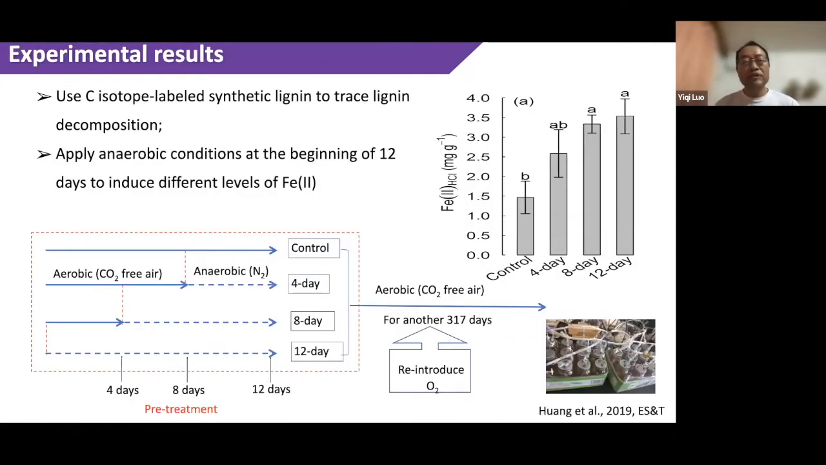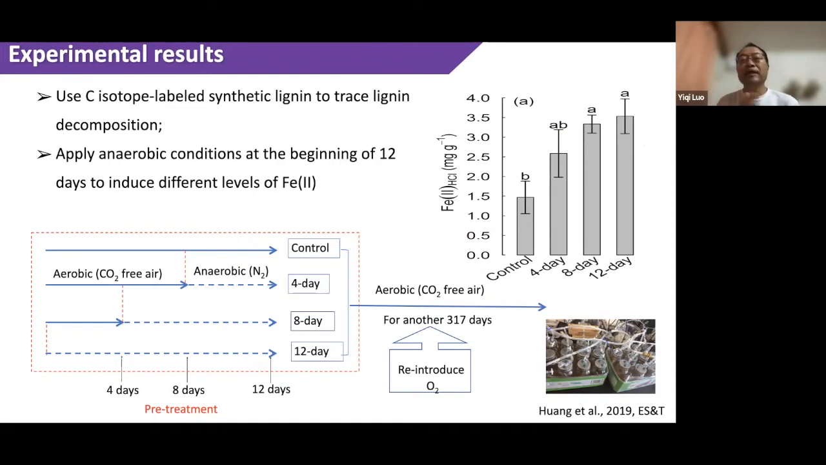The lab is Steve Hall's at Iowa State University, and they designed the experiment. They tried to control the amount of reduced iron in the soil by manipulating the so-called anaerobic period. They used isotope-labeled synthetic lignin to trace lignin decomposition. They applied anaerobic conditions at the beginning of the study. They have four treatments: one is the control, and then anaerobic conditions for 4 days, 8 days, and 12 days.